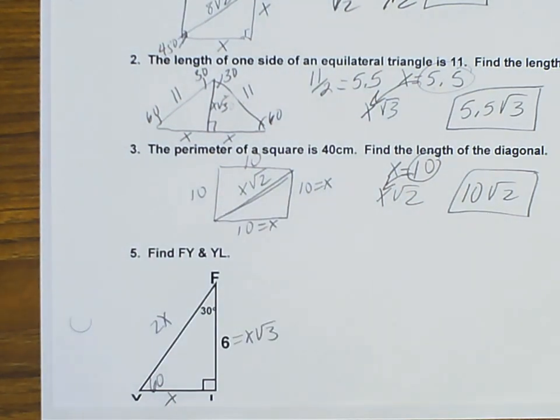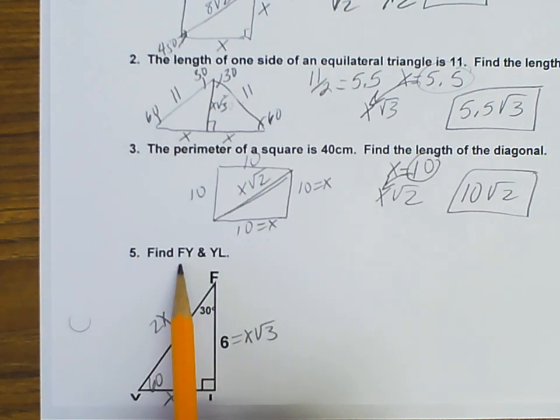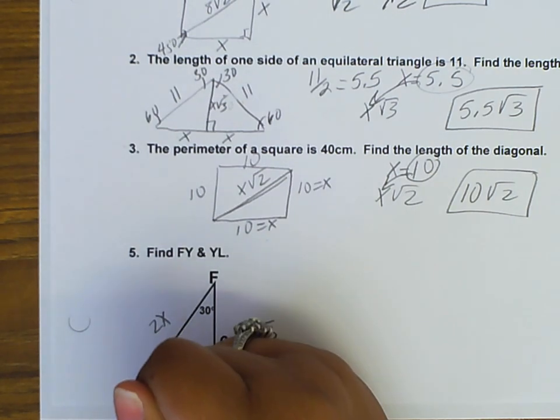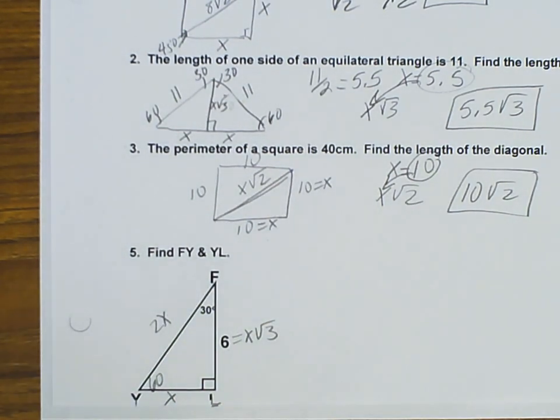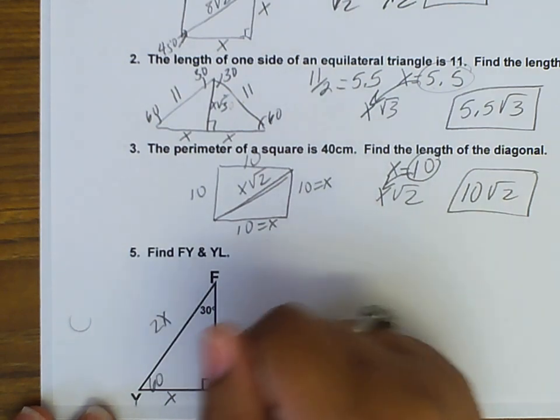Okay, so it says you want to find FY, and I think this is Y down here, you can't see very well, and this is L right here. Okay, so we want to find those two. So the first thing we need to do is figure out what our x is going to be. So YL is x, so we need to figure that out. So the first thing I would do is solve for x.